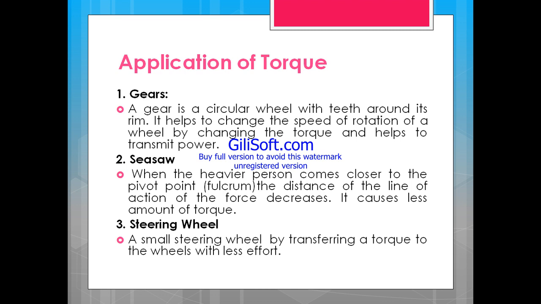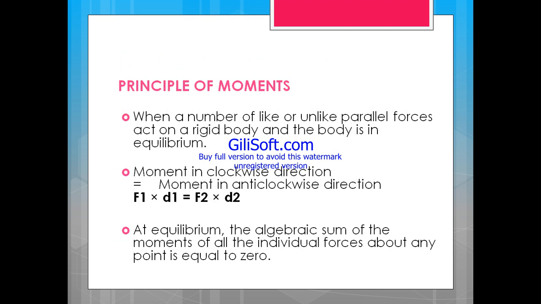And next thing is the steering wheel, a small steering wheel transferring a torque to the wheels with less effort. A steering wheel is nothing but a wheel. In a car, if we want to change direction, we turn the steering wheel, and it changes the direction of the wheels. So that's what the steering wheel is about. And next thing, principle of moments. What we have studied about moment of couple and force comes together entirely in one single topic, the principle of moments.